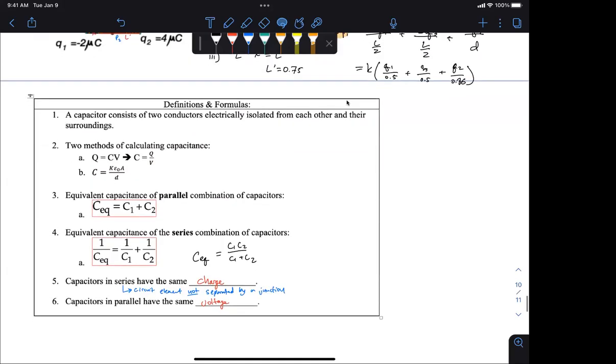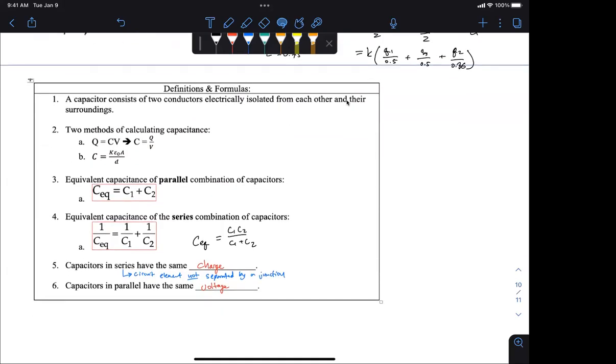So worksheet 3, we're going to be really talking about capacitors, right? We've gone into detail about this before, but let's just establish some background. A capacitor consists of two conductors electrically isolated from each other and their surroundings. Very important to remember is these capacitors store charge in the form of an electric field. So it's not dissimilar to a battery.